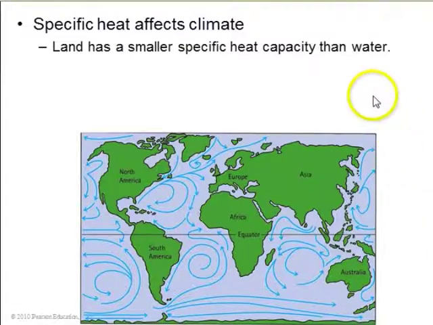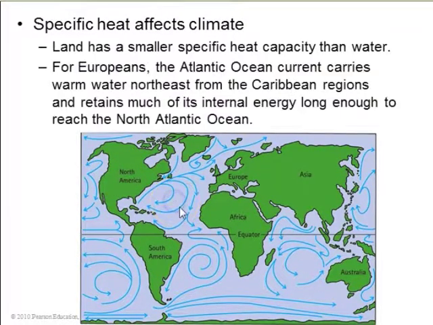So specific heat affects climate in the sense that land has a smaller specific heat capacity than water. So ocean currents can carry a lot of heat, for example in the Atlantic, from the Caribbean regions up northeast to warm the Western European countries.